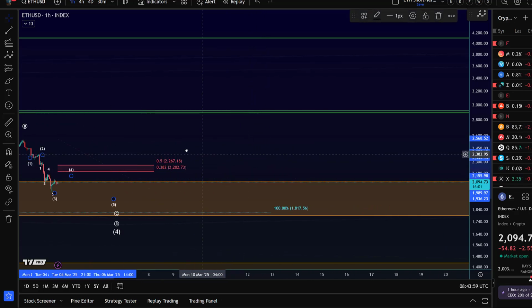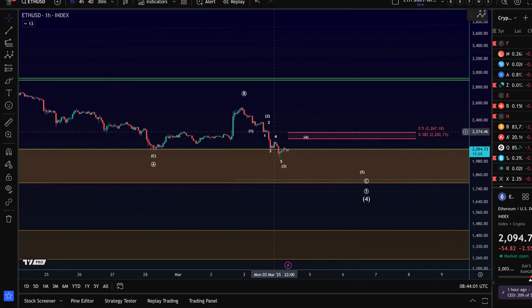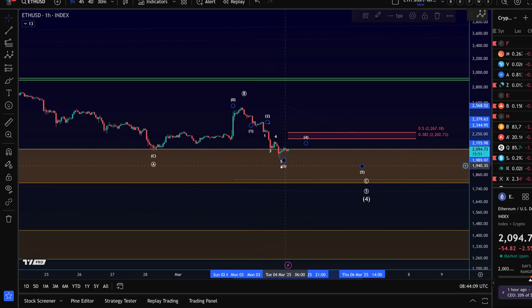So if I zoom in a little bit, then you see we have an initial wave 1, wave 2. This is a C wave down, which is a 5-wave pattern. We have a wave 1 and a wave 2 and a third wave. And then this might be a fourth wave with one more low. That would actually work out quite well. I mean, we could currently be in the fourth wave.